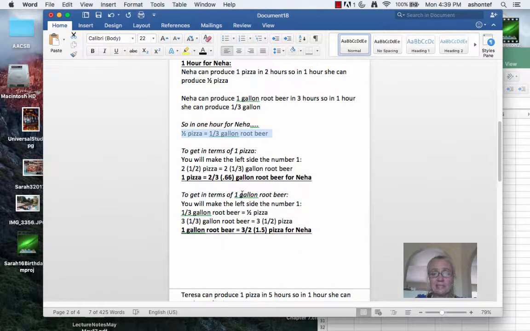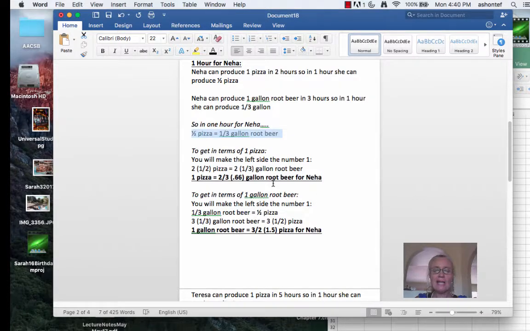If we do the exact same thing for the root beer, we flip the formula around. We know that 1/3 of a gallon of root beer equals a half a pizza. Now we want to make the left side the number 1. So to make 1/3 into 1, you've got to multiply it by 3. Whatever you do to this side, you need to do to that side. So we find that a gallon of root beer is equal to 3/2, or 1.5, pizza for Naya.